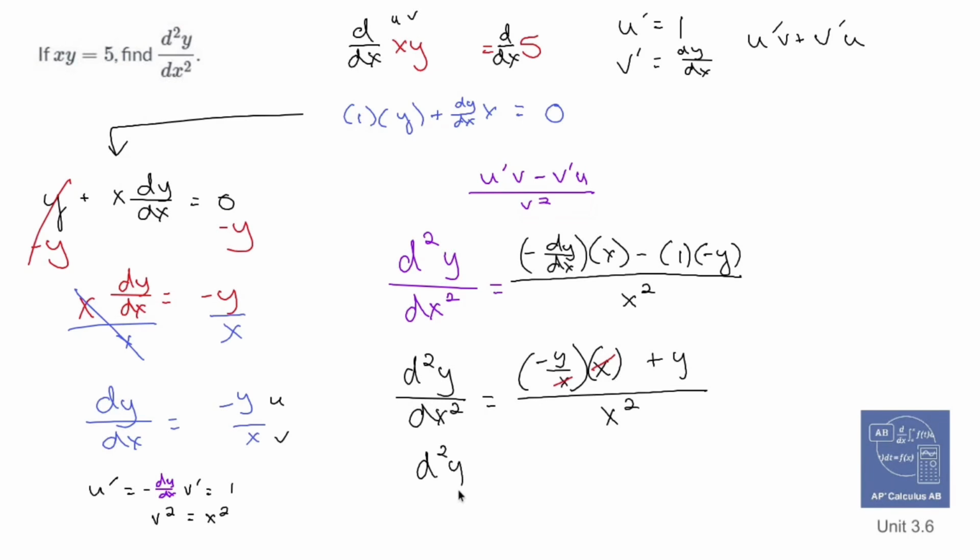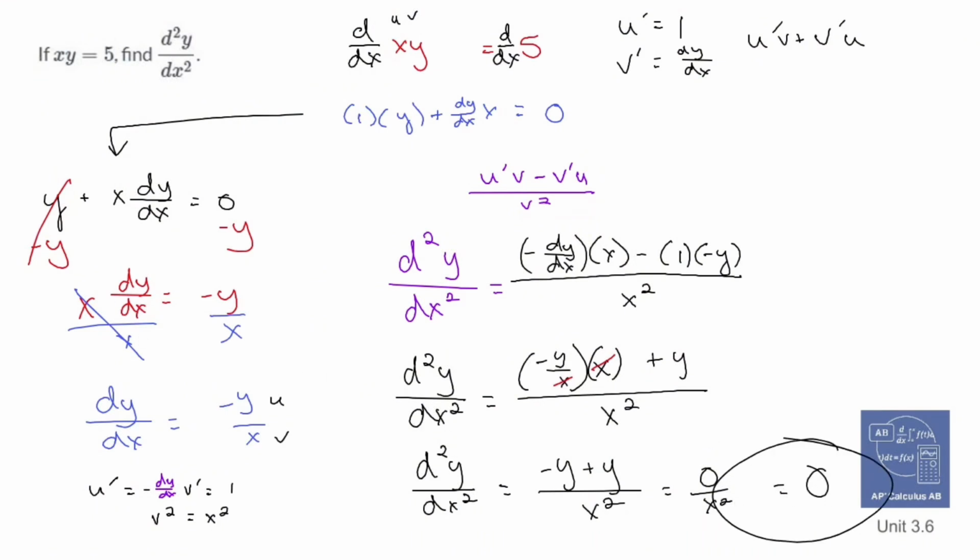The second derivative is going to equal negative y plus y over x squared, which is 0 over x squared, which is 0. Wow, who would have thought? Not me. I never would have thought. But the second derivative gives you 0. Interesting.